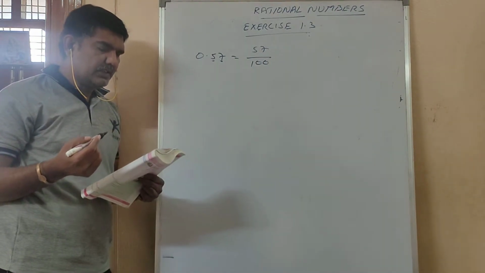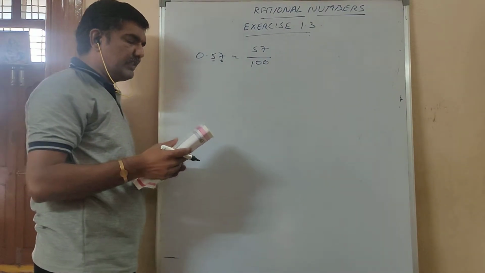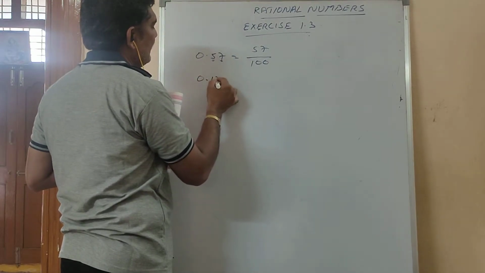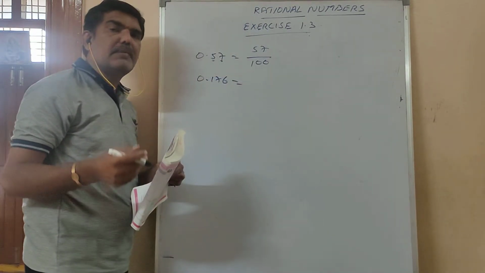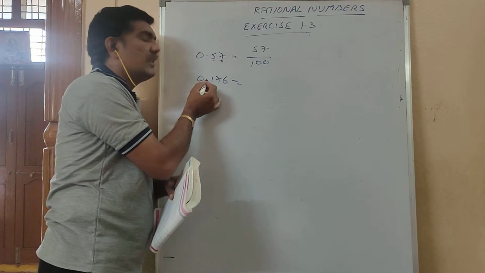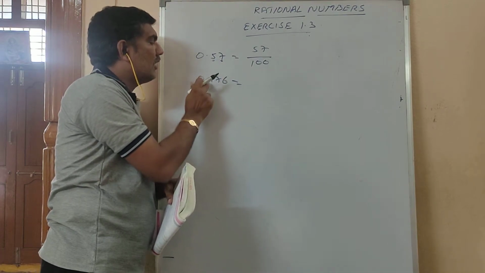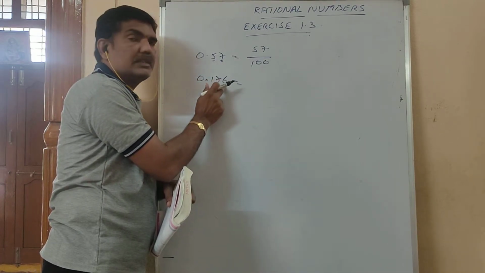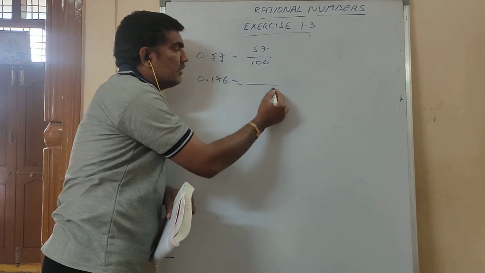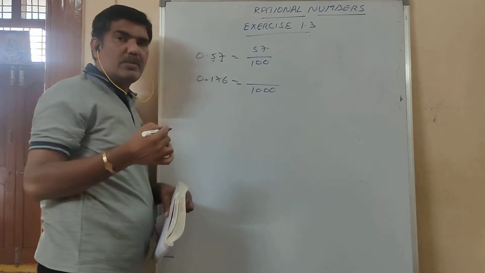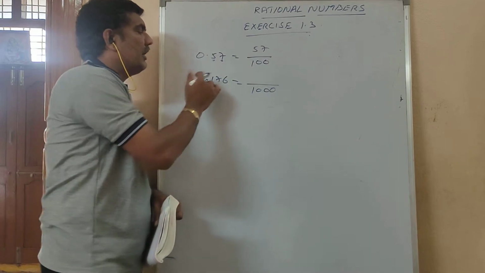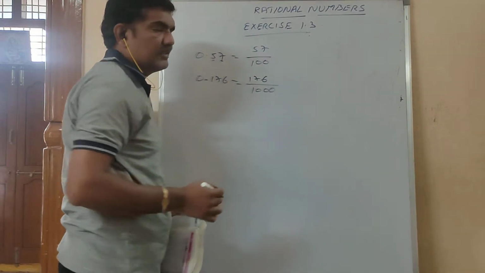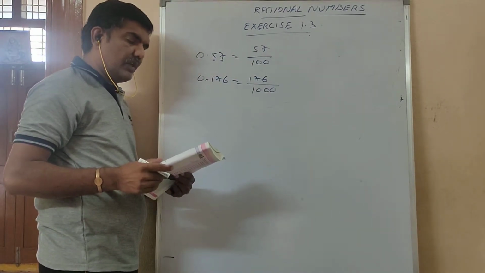Okay, now next, 0.176. Same as what I said. What is this? Decimal. After the decimal, how many digits are there? 1, 2, 3. Three digits are there. Three digits means 3 zeros and 1 will be in the denominator. Now remove the point and write as it is, 176. Okay.